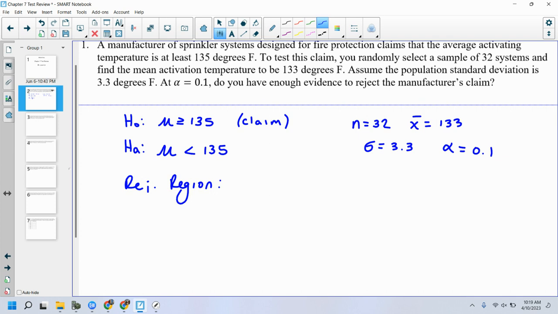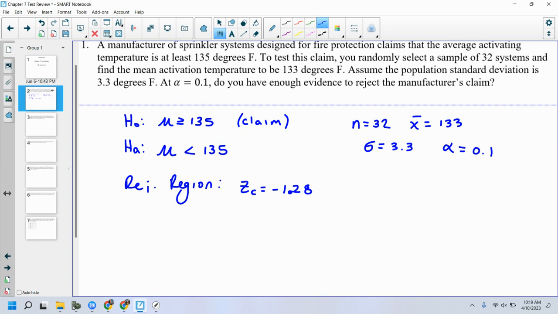Now, let me get my yellow piece of paper here. My rejection region. Now, my alpha is 0.1. So that means I'm looking for negative 1.28, right? Zc, my critical value, is negative 1.28. Now, do I want to use negative 1.28 or do I want to flop it and do 1.28? What do I want to use?